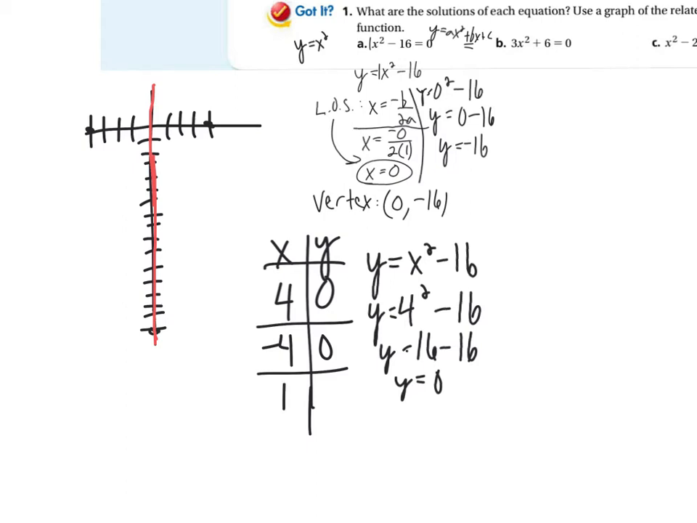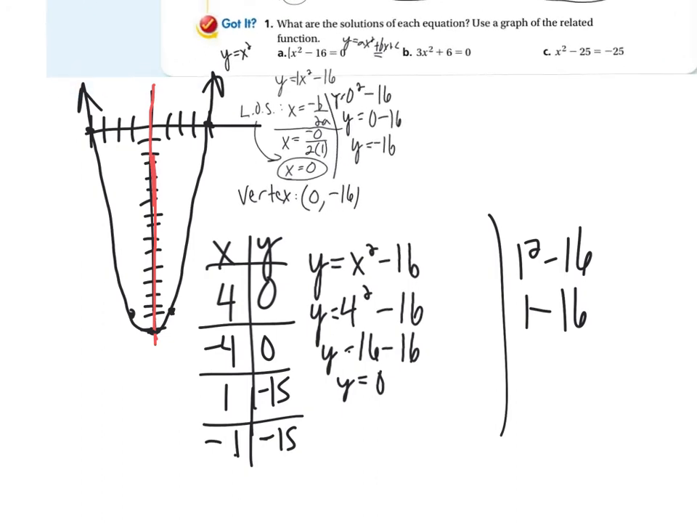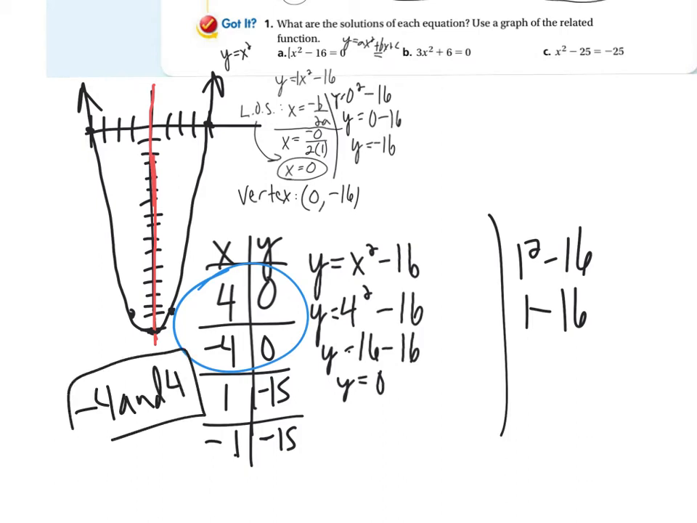That'd be 1 squared is 1, minus 16, that'd be negative 15. So 1, negative 15, and then also negative 1, negative 15 would be its reflection point. Okay? But ultimately, really our goal here is just finding those solutions, finding those roots. And so really, the main thing we're after here is these intercepts. So we could say that negative 4 and 4 would be our solutions for this equation.